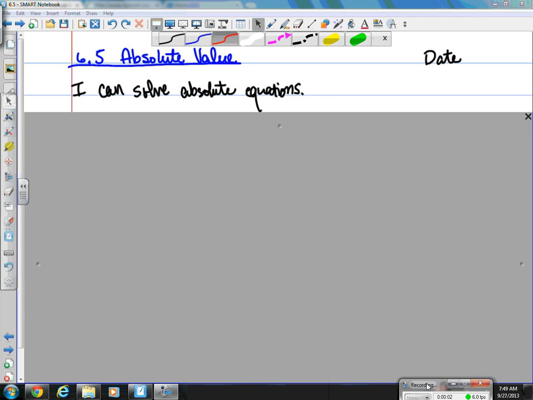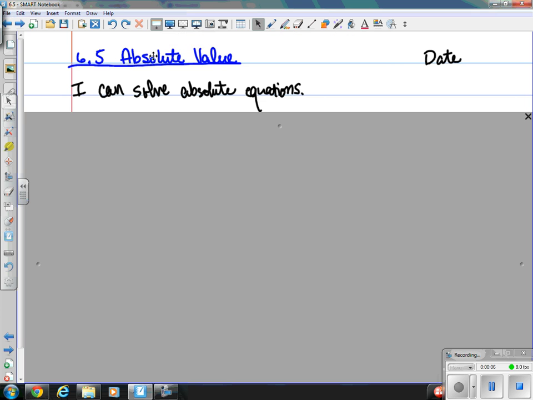Okay, today we're going to be looking at absolute value equations. So, 6.5 is all about absolute value, and today we're just going to look at absolute value equations. By the end of this, we hope that I can solve absolute value equations, and go ahead and put today's date.